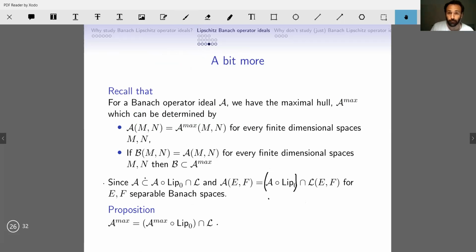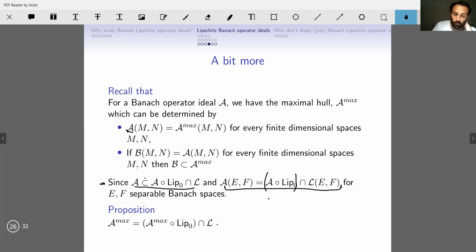We can say a bit more. Recall that for a Banach linear operator ideal A, we can consider its maximal hull, which is the biggest Banach operator ideal which coincides with A in every finite dimensional space, and this uses the relation that we had at the beginning and this equality that we had for separable Banach spaces and hence for finite dimensional spaces.